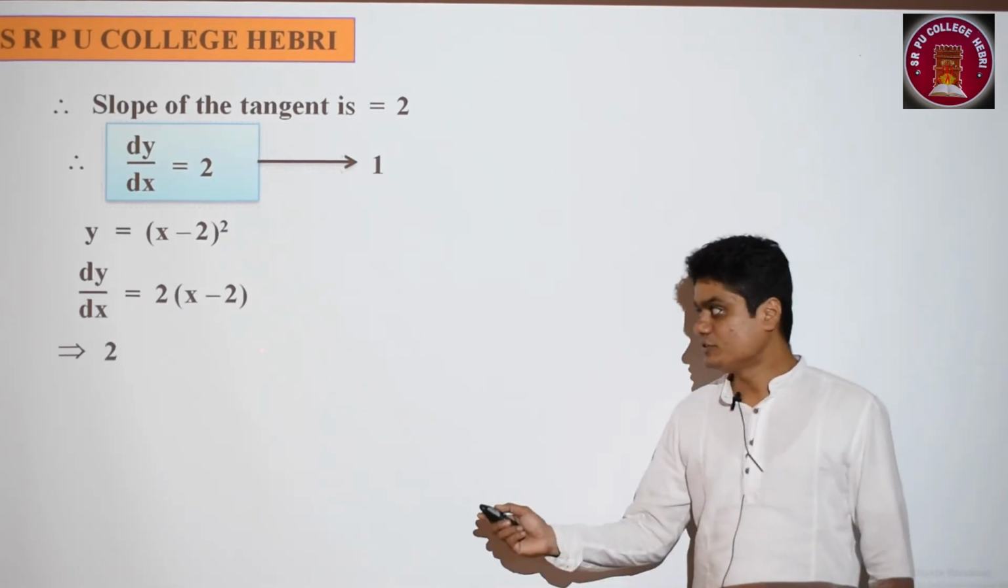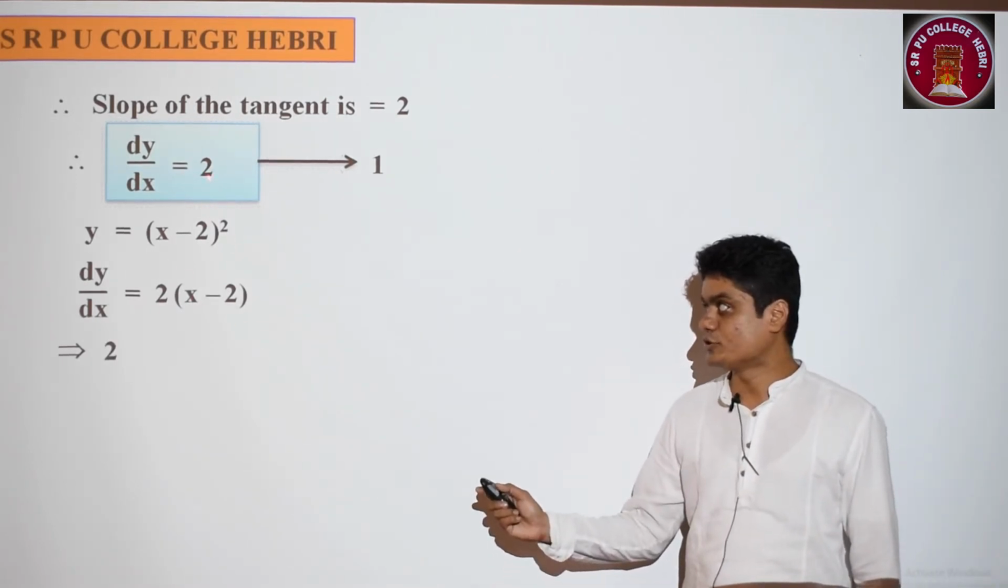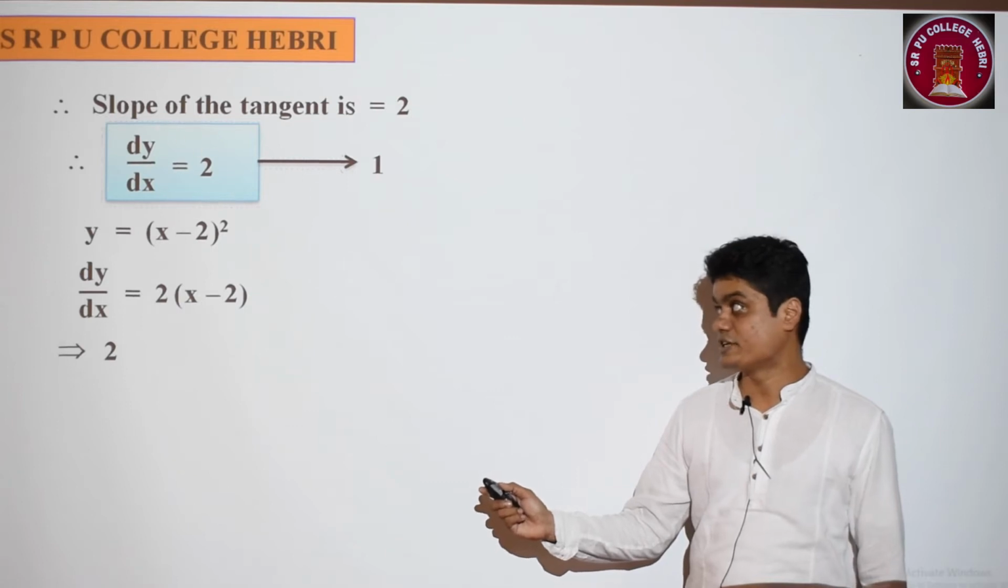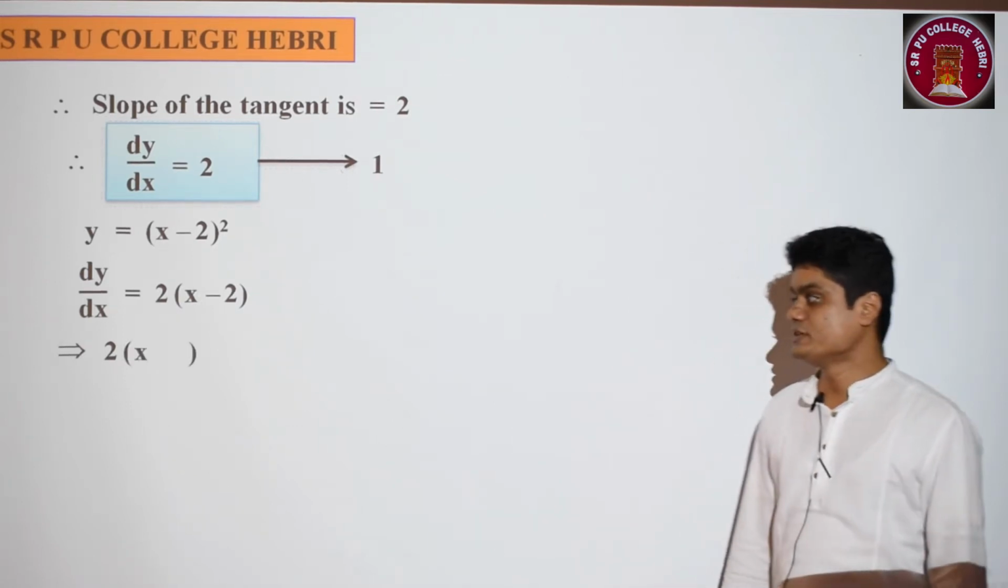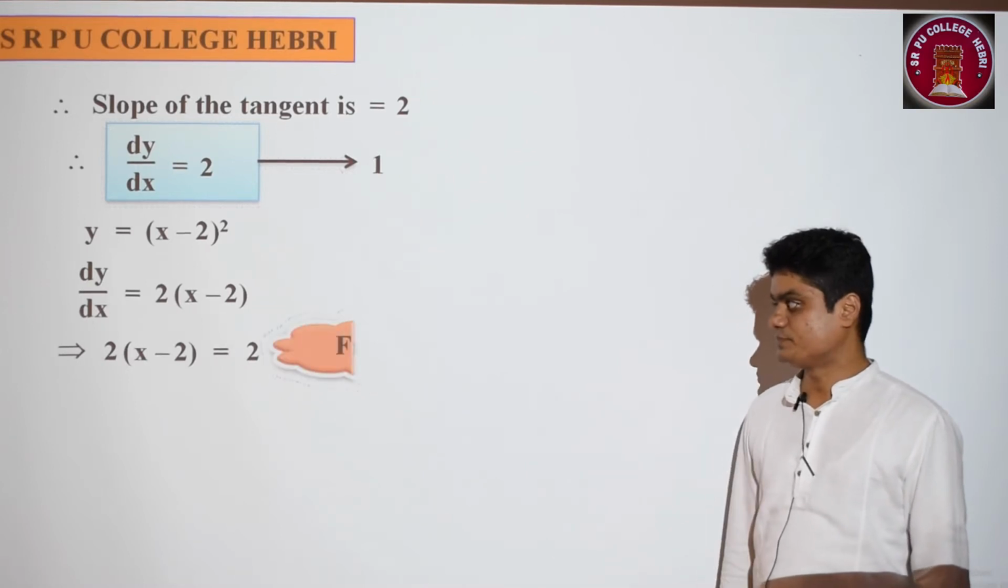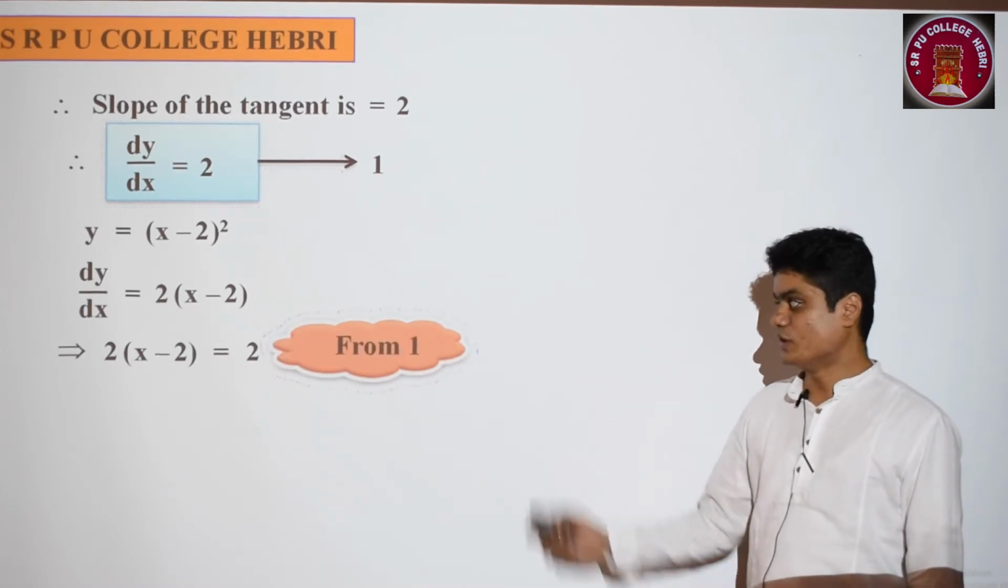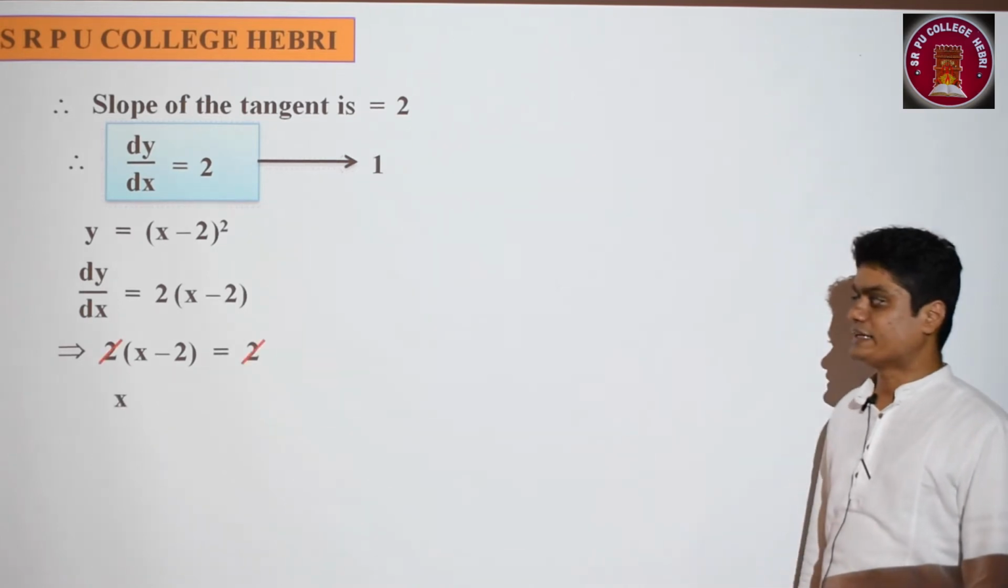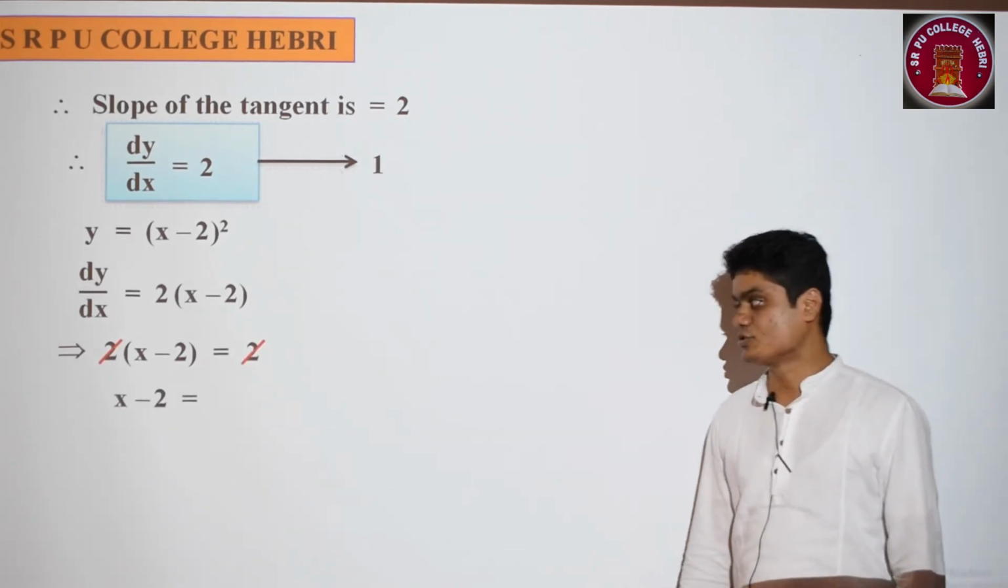Now this 2 into (x minus 2) will be equal to 2, because we have the condition that dy by dx is equal to 2. So 2 into (x minus 2) will be equal to 2, so that this 2 and these 2 cancel. This is from condition 1, you know that. So the 2 gets cancelled. So what is remaining? x minus 2 equal to what?